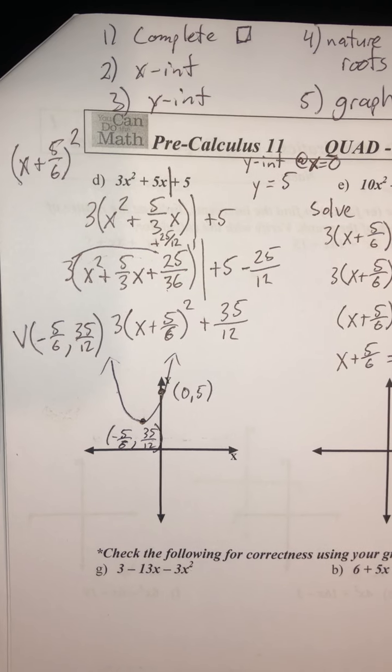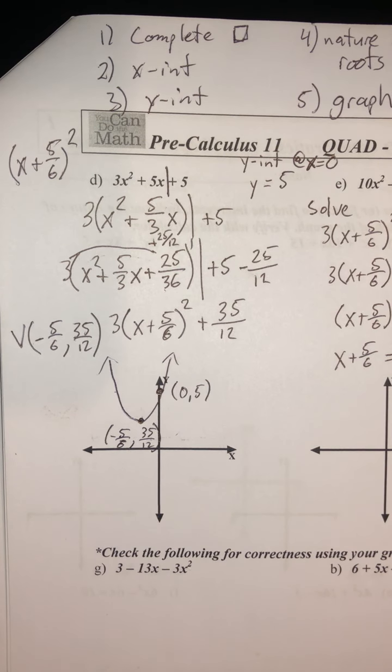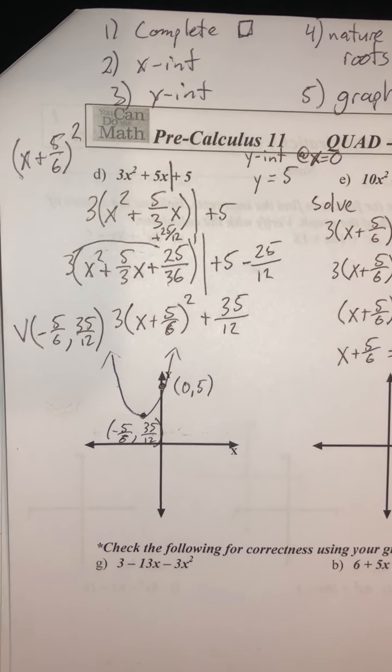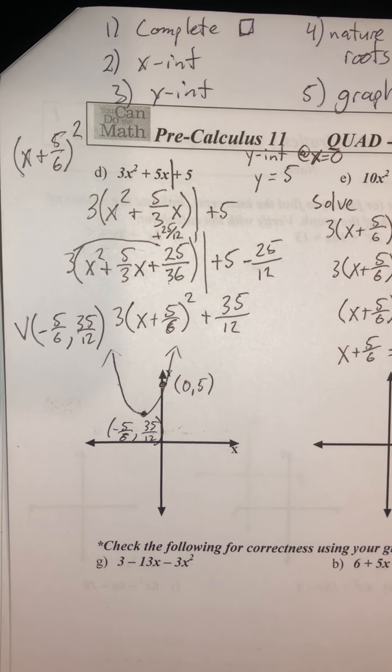We've already talked about the roots. We said there's no roots, and we graphed it, and then we're done. So that's what you're doing for this. That's the process that you're going to need to do. Let's do one more example. Let me pick a tricky one here.